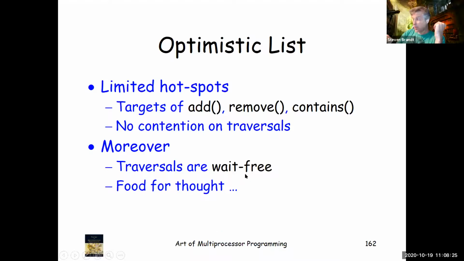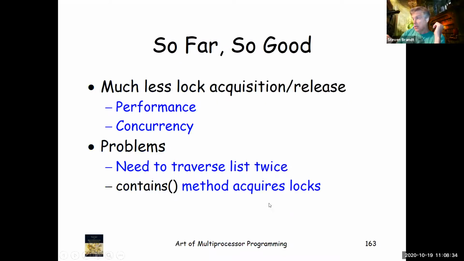Moreover, the traversals are wait free, which should be food for thought, because wait free and lock free are things that we like to have. So far so good. We have much less lock acquisition and release, which is good for performance and concurrency. The problem is we need to traverse the list twice, and the contains method acquires locks.